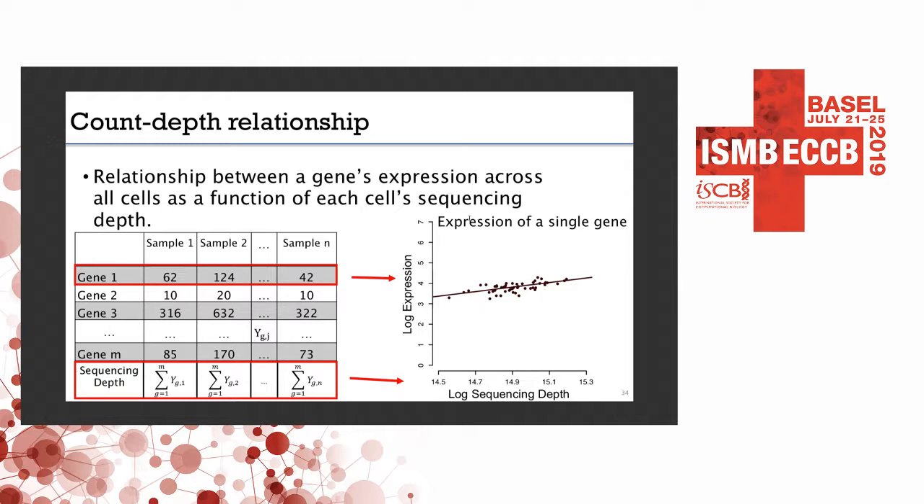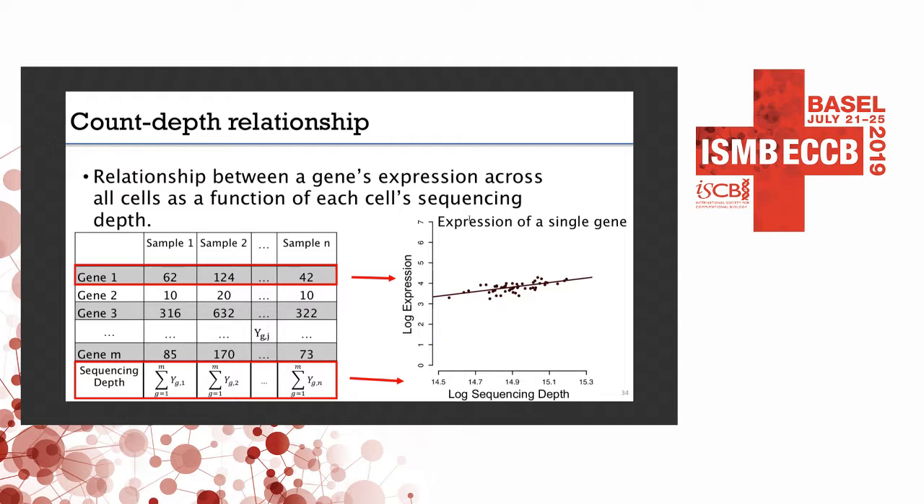Okay, so how do we look at this in the data? So if we assume that there's a relationship between a gene's expression and the cell sequencing depth, here we have for each gene the total number of reads or counts observed for each sample. And then for each sample or each cell, we have the total, what we call the sequencing depth, the total number of reads for that cell. And so we can plot each gene's expression as a function of the sequencing depth.